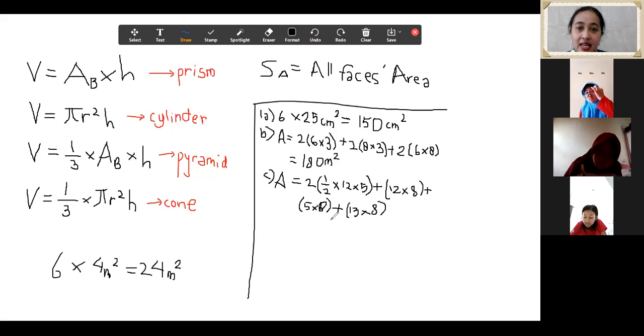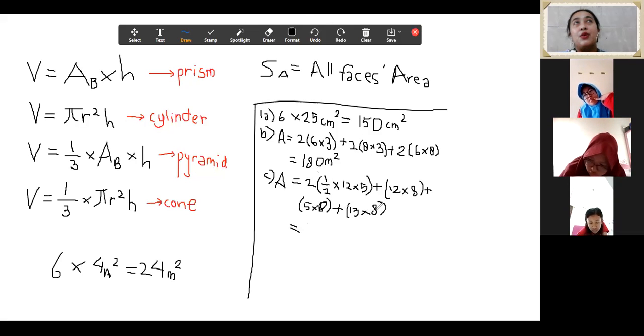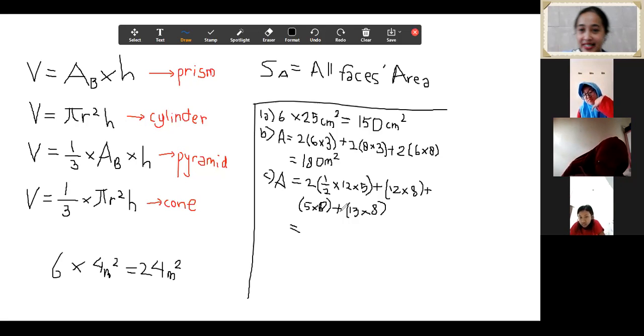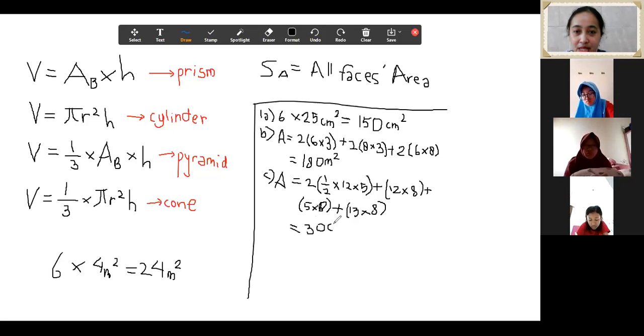Okay. Now we can sum up. We can just cross out 2 and a half. So 12 times 5 equals 60. Then 12 times 8 equals 96. And then 5 times 8 equals 40. And 13 times 8 equals 104 meters square. So what is the total? This one, 60 meters square? Yes, that's right. Wow, you did it very quickly. 300 meter square.